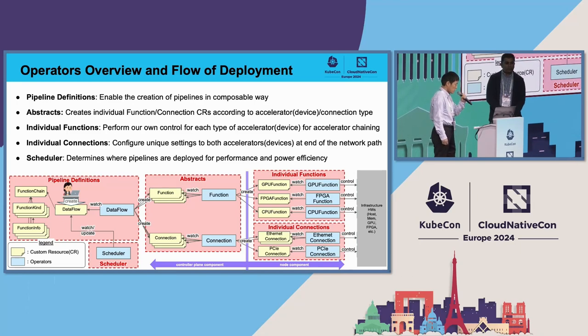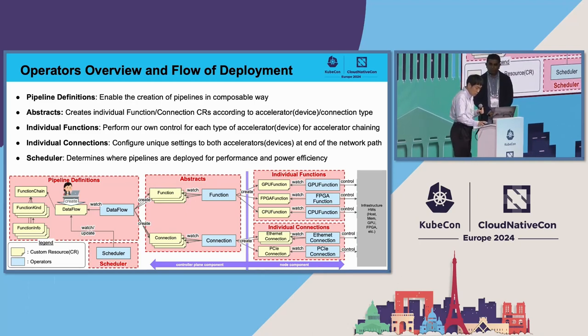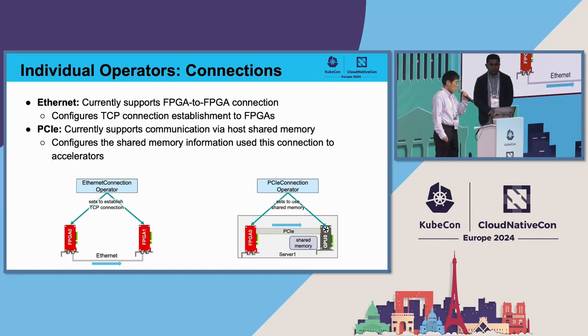Similarly, when the connection CRs are created, a connection operator creates individual connection CRs according to the connection type of each connection CR. And then, when each individual function CR is created, the corresponding operator controls the target accelerator or device, such as deploying a data flow processing module, or setting up networks. Next, we'll speak about individual operators. As mentioned above, we currently support two connection types and three accelerator or device types.